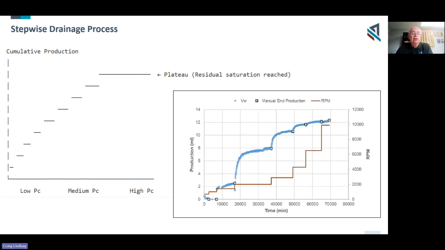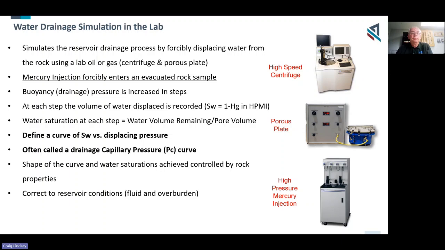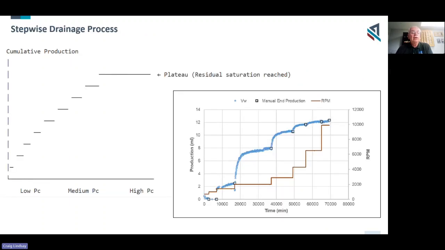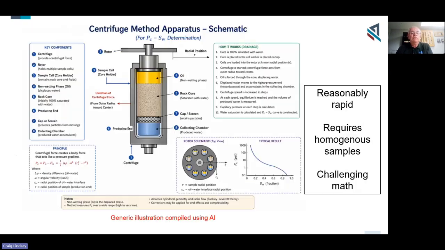So we see a real example here of a centrifuge. Sorry, I should have mentioned on the previous slide, it's a high-speed centrifuge, a porous plate, and a high-pressure mercury injection. So this is a centrifuge example where the speed of the centrifuge is stepping up over a series of steps. And each time it steps up, you can see that the produced water, the blue curve, is stepping up, and takes some time to stabilize. And when it's deemed by the lab to be stabilized, then we can move up to the next pressure, and the same thing, and so on. So we get a series of pressure steps and a series of steps with water production, water drainage, which is used to define these curves.